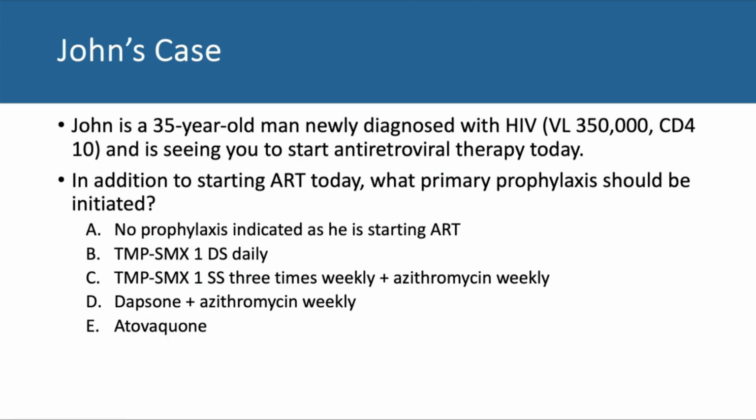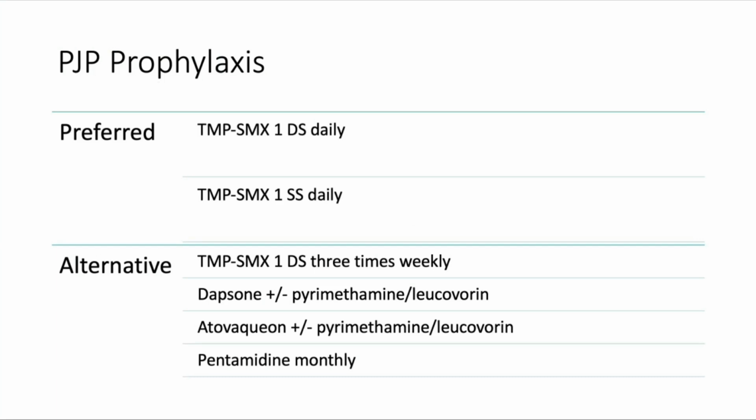Okay. Does anyone want to give him a Zithro as well? Good. Okay. So yes, trimethoprim sulfa, one double strength daily, for PJP prophylaxis. This is going to be the most common thing we're prophylaxing people against: anyone with a CD4 count below 200. The preferred regimens are either one double strength or one single strength tab daily. There are alternative regimens as listed below there.